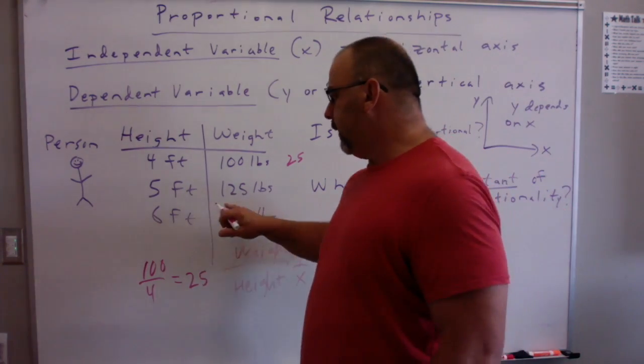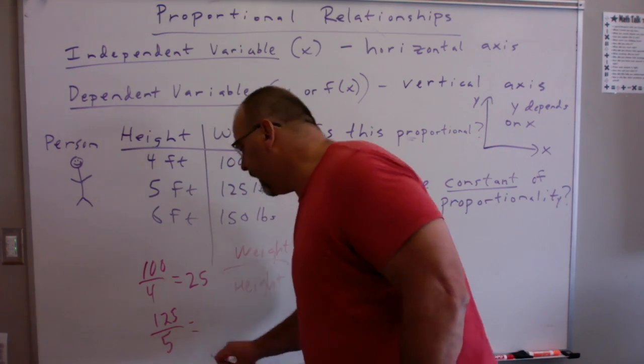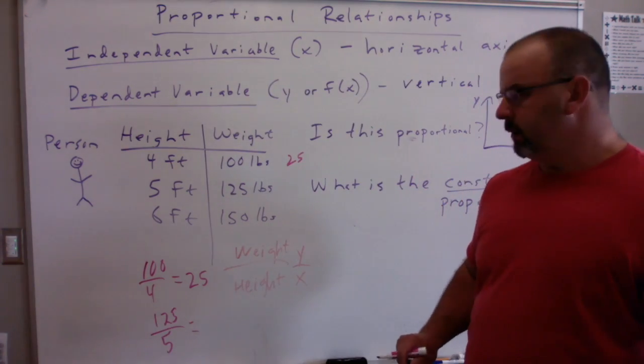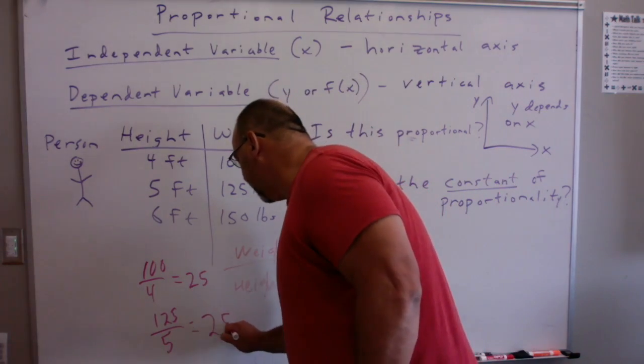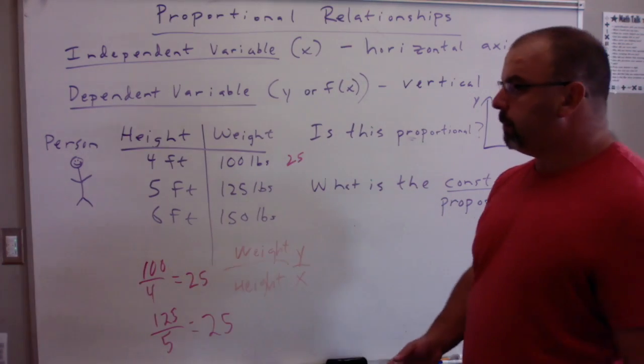What about 125 over 5? How many times does 5 go into 125? It goes in 25 times. So those two are the same. They're both proportional.